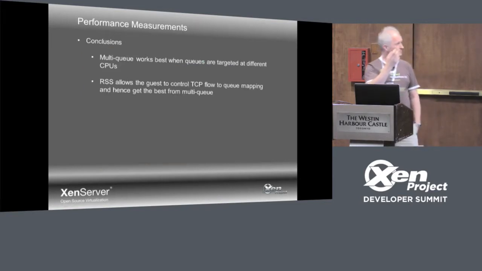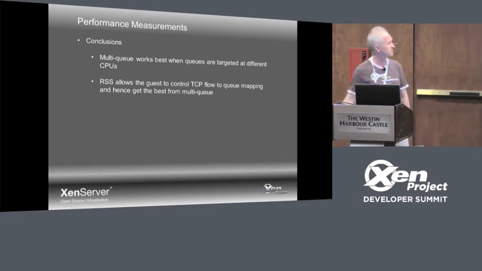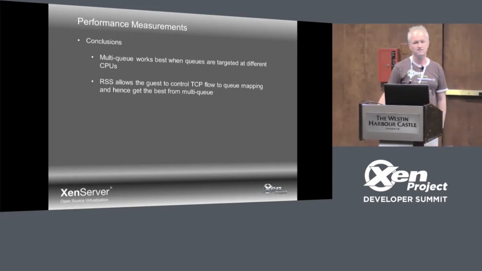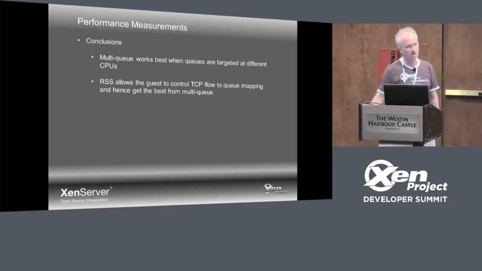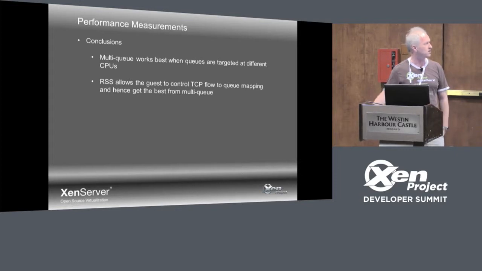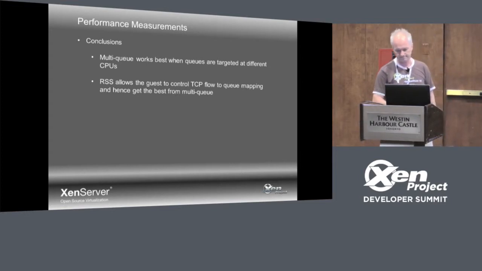So the conclusions from those tests are that multi-queue does work best if you can make sure that the flows are balanced. Now, standard multi-queue has a static hashing, so you have no way of ensuring that. You just have to be lucky. Whereas RSS allows the guest to control the TCP flow to queue mapping via the indirection table and the hash key. And Windows, if you set the appropriate hash profile, or RSS profile, will dynamically balance over periods of time. As the traffic changes, it will try to get the best by rebalancing the flows, and you'll get the best out of your multi-queue.